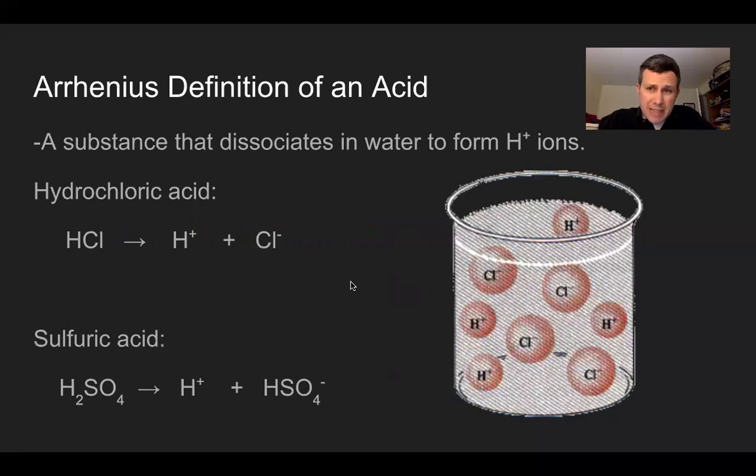First off, there are many definitions of acids. The simplest one is called the Arrhenius definition, and this basically just says an acid is any substance that will dissociate or break apart to form H+ ions. So a classic acid we deal with is hydrochloric. It breaks into H+ and Cl-, so it's an Arrhenius acid.